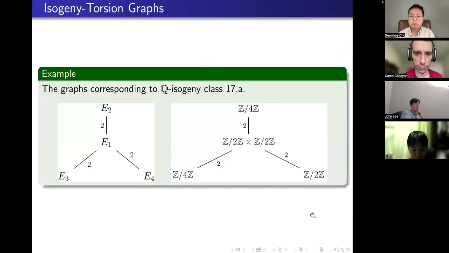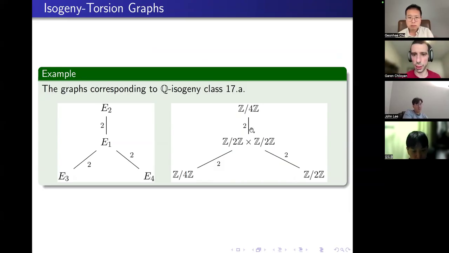For example, this is the isogeny class 17.8 from the LMFDB. Those of you who don't know what the LMFDB is should go on it now and start clicking on buttons and clicking on things that you can use the LMFDB on, and it'll be very helpful for your research.